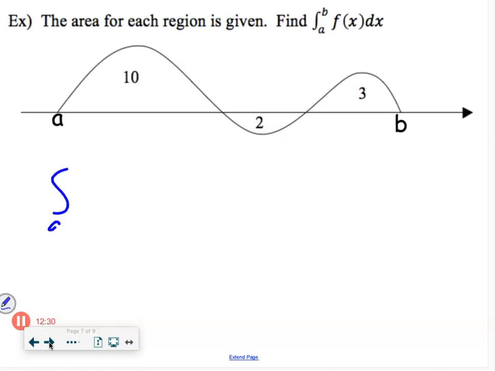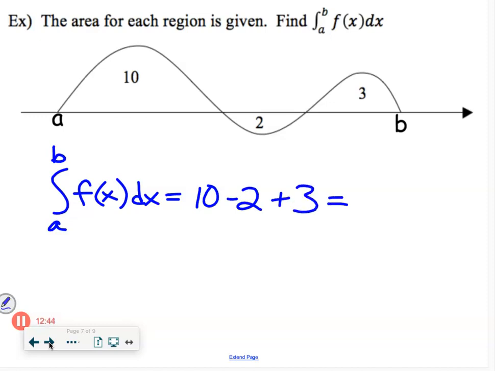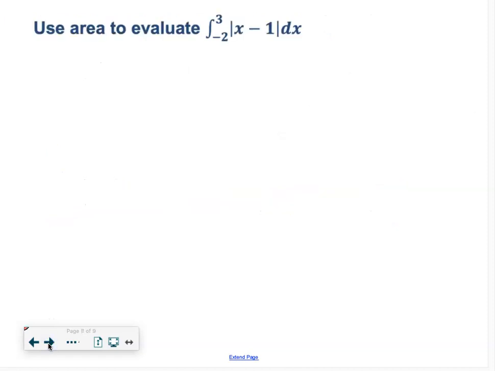So the integral from A to B of f of x dx. Remember, integral is the net area. Any area that's above the x-axis is positive. Any area that's below the x-axis is negative. So this integral ends up being 10 minus 2 plus 3, which is 11. So remember, when you're doing an integral, above the x-axis is positive, below the x-axis is negative. All right, one more. It's a short lesson today.